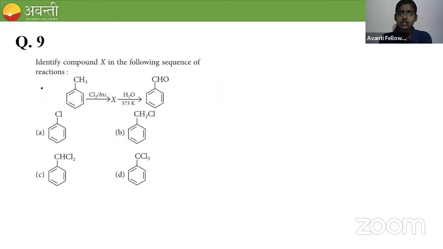Identify compound X in the following sequence of reactions. Toluene is given. Toluene on reaction with chlorine in presence of h nu forms X, and then X on hydrolysis forms benzaldehyde. This is one of the reactions which we have studied in the preparation of benzaldehyde. Find out the compound X first. I'll give you 15 seconds. Just try to find out the answer first. Very easy.